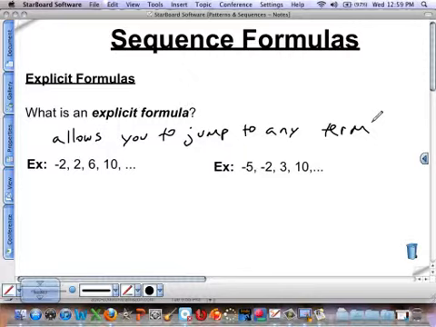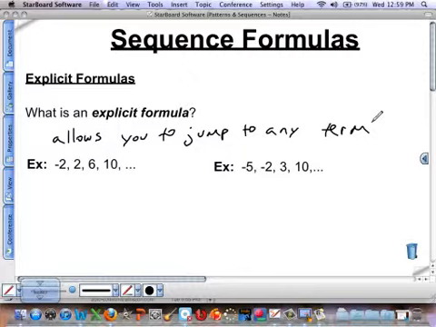Think about our problem set from today. By the time you guys were done with part C, you came up with this: n times n minus 1 all over 2. That's an explicit formula. It allows you to put in any number and figure out the sequence.